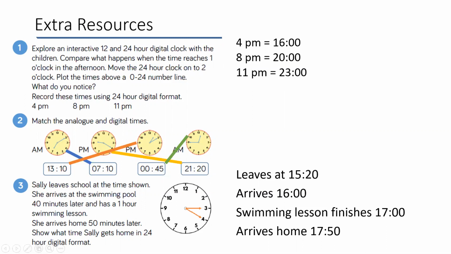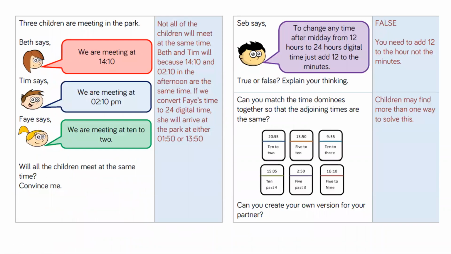And then it says she arrives home 15 minutes later. So it's 1700, and 15 minutes from 1700 is 1715. So you can see there it's 1715 here, and that's the answer to those questions. And let's have a look at these.